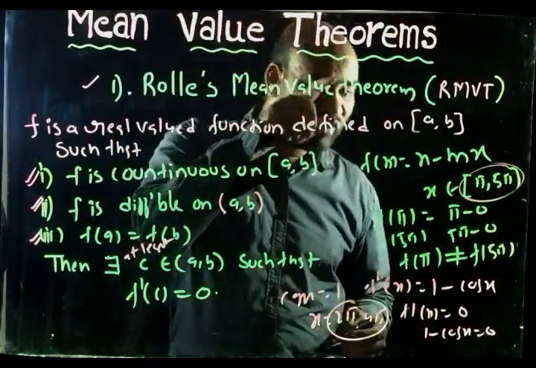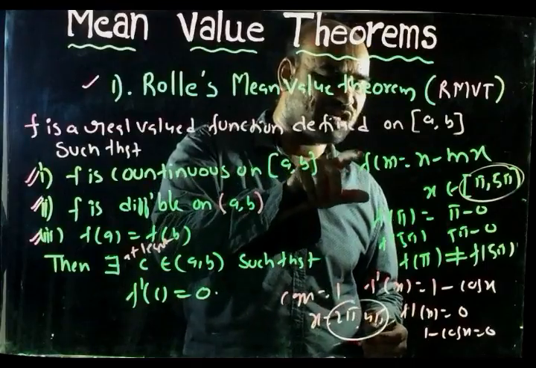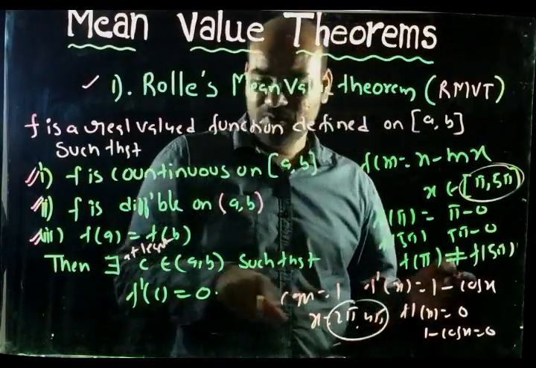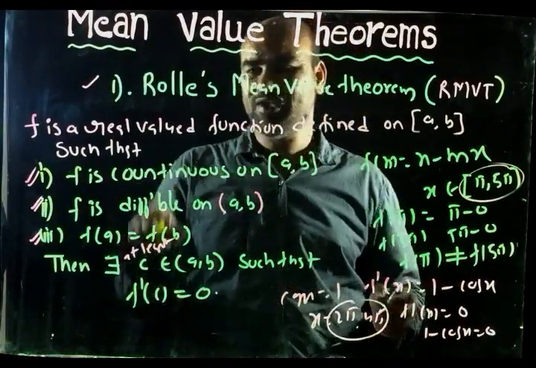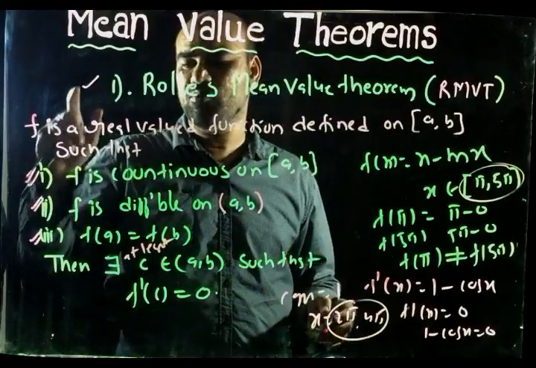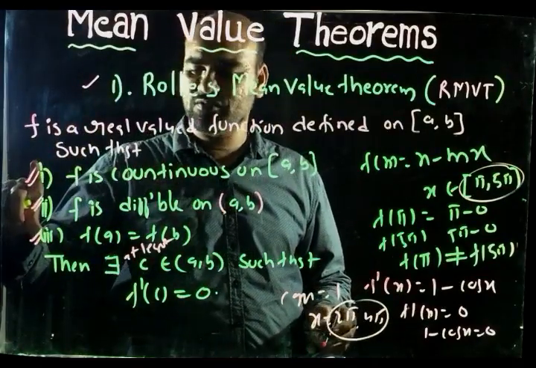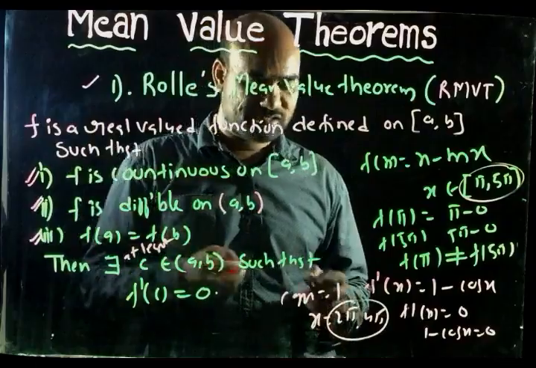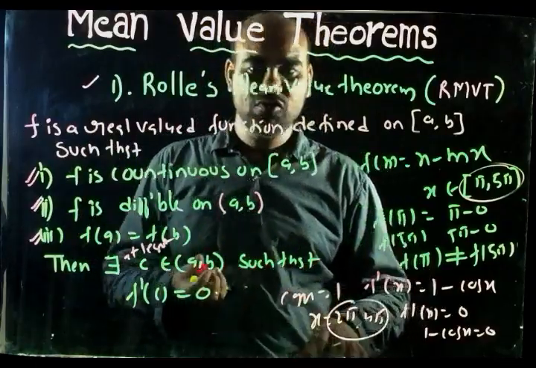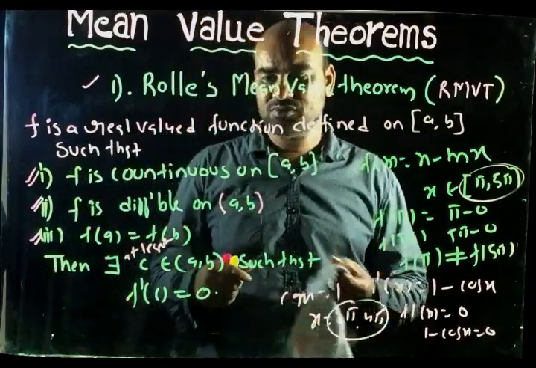Means what? Even though this function is not satisfying Rolle's mean value theorem, such a c exists. That's why, for Rolle's mean value theorem, these three conditions are sufficient conditions, not necessary conditions. Now we will see some example problems.